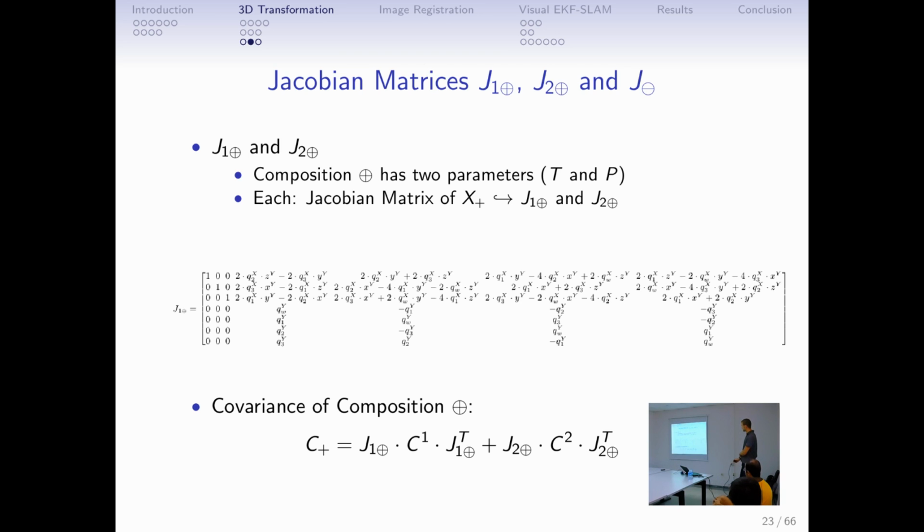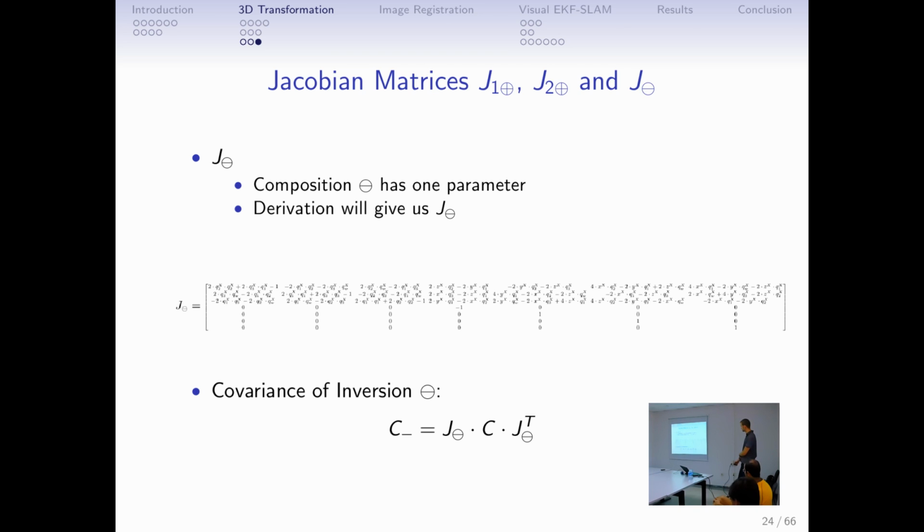These Jacobians have the size of 7 times 7. This is due to the transformation having 7 variables and parameters as well. So both Jacobians have the size of 7 times 7. With this information and the Taylor series of the first order, we are able to calculate the estimated covariance. Similar to the inversion. The difference is we only have 1 parameter because we want to invert a transformation. This gives us 1 Jacobian, and similarly we are calculating the covariance.